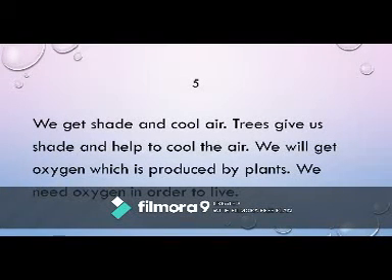Number 5, we get shade and cool air. As you know, this is also the importance of trees. They give us shade and cool, fresh air. So trees give us shade and help to cool the air. So we will get oxygen, which is produced by plants. We need oxygen in order to live. It is very important to keep the environment, to keep the trees and the forests.